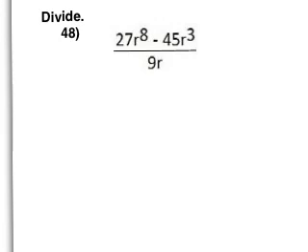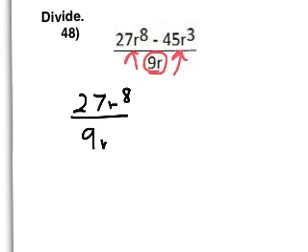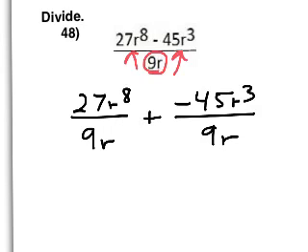So we have 9r. 9r is going to divide into this number and this number. It's just like distribution, only you're dividing into both numbers instead of multiplying times both numbers. Okay, so we can write this up separately. We can say, okay, this is 27r to the 8th divided by 9r plus a negative 45r to the 3rd power divided by 9r. Okay, so now it just becomes two exponent problems, and then we're going to add the answers together. Okay, so 9 into 27 is 3.